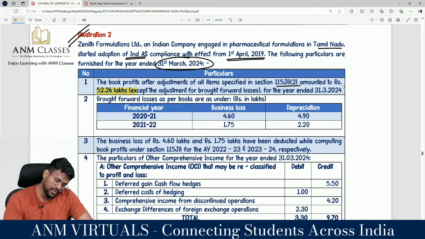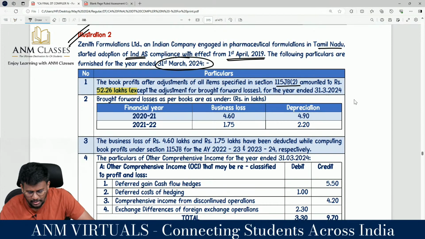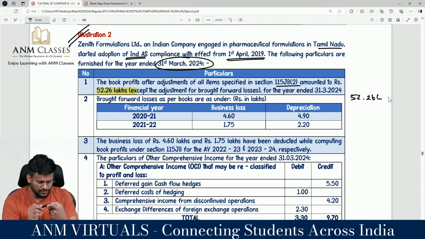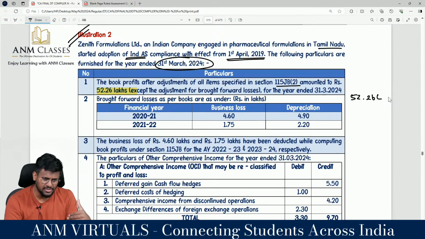So they have not made the brought forward business loss or unabsorbed depreciation as per books. Before that, they got a net profit of 52.26 lakhs. We are supposed to do only 3 adjustments to find the Ind AS MAT. You have to check if there are any 115JB subsection 2A adjustments. If 2A annual adjustments and 2C transition adjustments are there, then that has to be adjusted to get the correct book profit, then pay tax.